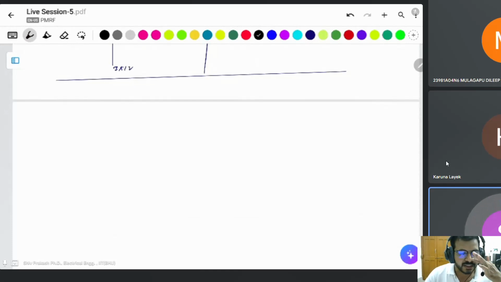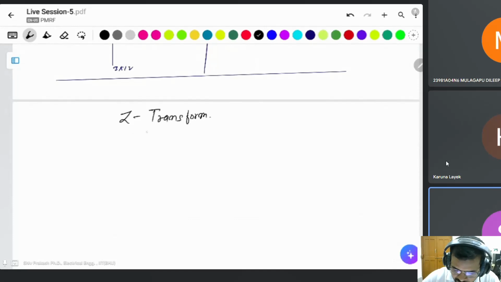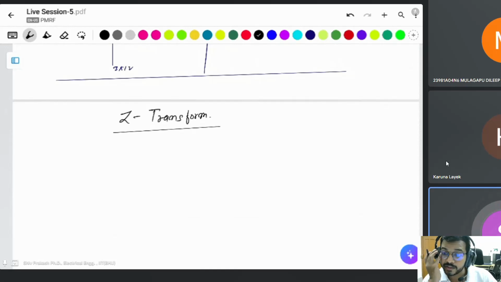Okay, let's start the Z transform today. Laplace transform is finished here, and I will start the Z transform. How do we find the Z transform of a system? Same thing: in the time domain, there is the Laplace transform. In the frequency domain, there is the Z transform.